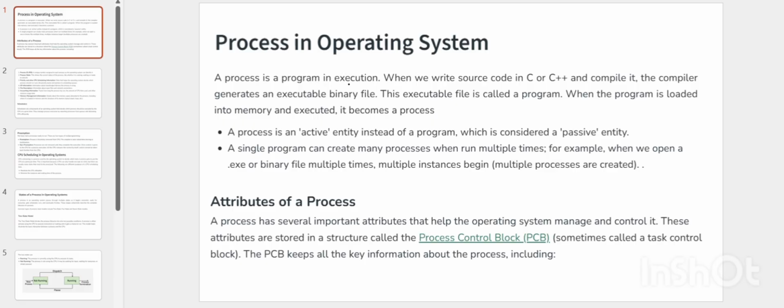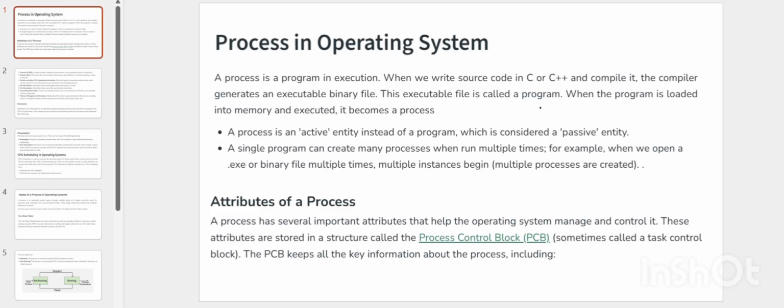A process is a program in execution. When we write source code in C or C++ and compile it, the compiler generates an executable binary file. This executable binary file is called a program. So in simple words, we can say that a process in an operating system simply means a program which is currently running. When we open or run any application, it becomes a process.